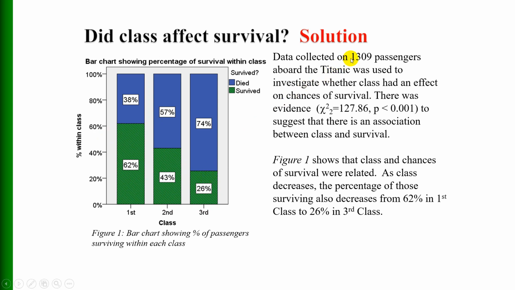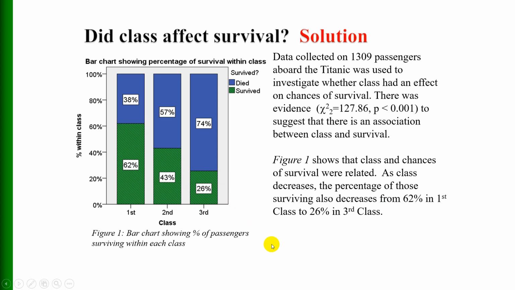Now data collected on 1309 passengers aboard the Titanic was used to investigate whether class had an effect on chances of survival. There was evidence, chi-squared equal to 127.86 with a p-value of less than 0.001, to suggest that there is strong association between class and survival. Figure 1 shows that class and chances of survival are related. As class decreases, the percentage of those surviving also decreases, from 65% in first class to 26% in third class.